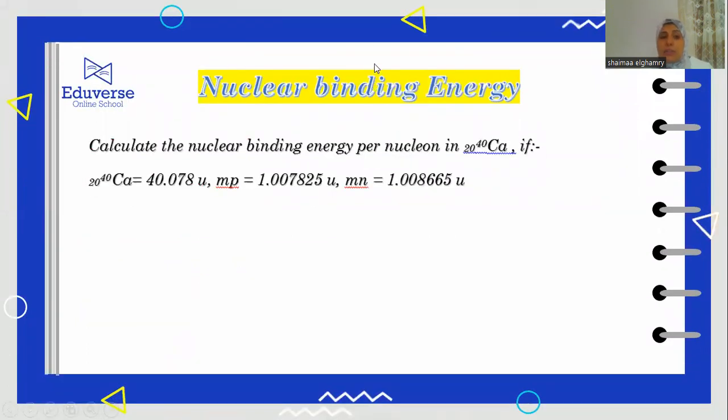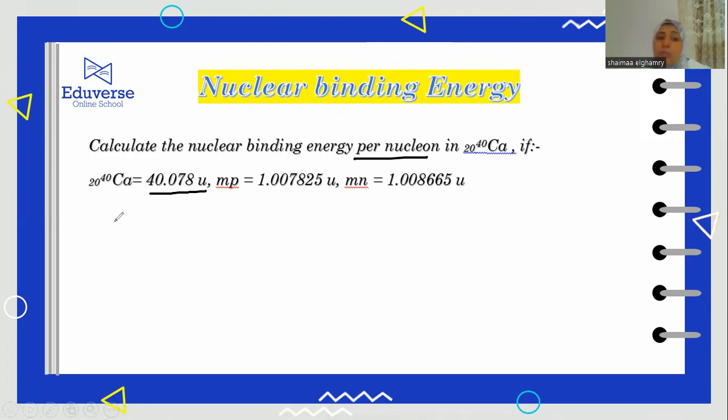Nuclear binding energy. How to calculate nuclear binding energy? Let's take an example, apply it, then you will know how to calculate the nuclear binding energy. Calculate the nuclear binding energy, he said what? Per nucleon, in calcium-40, if calcium-40 has a mass of 40.078 atomic mass unit, and the mass of proton and mass of neutron are given. So he gave us the mass of proton, the mass of neutron, and he gave us the actual mass of calcium.